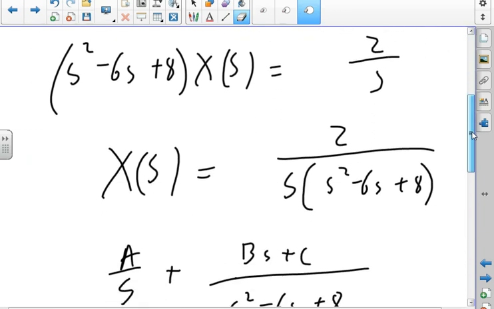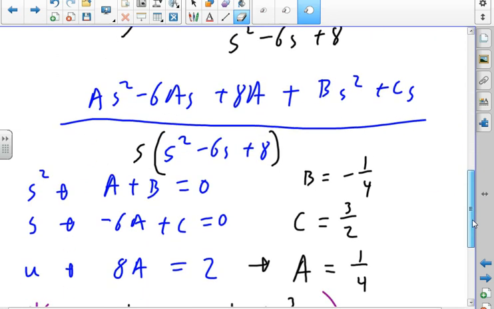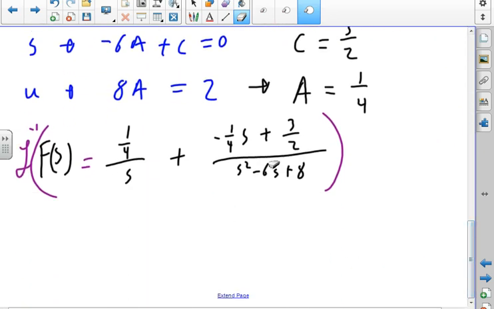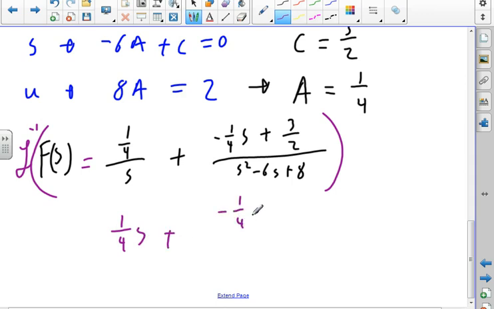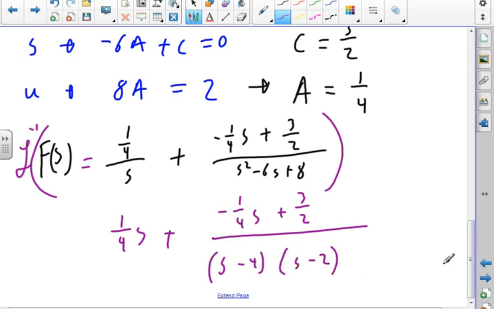All right, so where were we? We're at 2. Okay, so we still have to do the partial fraction thingy. So I do the partial fraction thingy, but then I have 1/4 s plus minus 1/4 s plus 3/2, and I can factor that as s minus 4, s minus 2, right? Yeah, now I can use number 14.